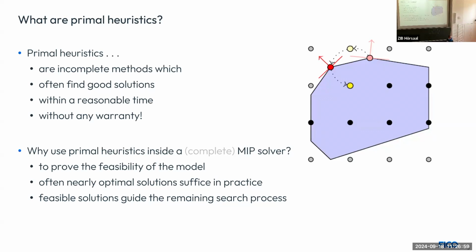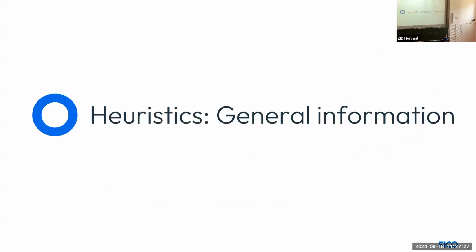And then the nicest argument for us here in this class is the algorithmic argument that feasible solutions guide the remaining search process in different ways, starting with the bounding step of your branch and bound algorithm. If you already have a bound to use before starting the tree search, how cool is that? That can and will be useful. Okay, primal heuristics might be a good idea after all.